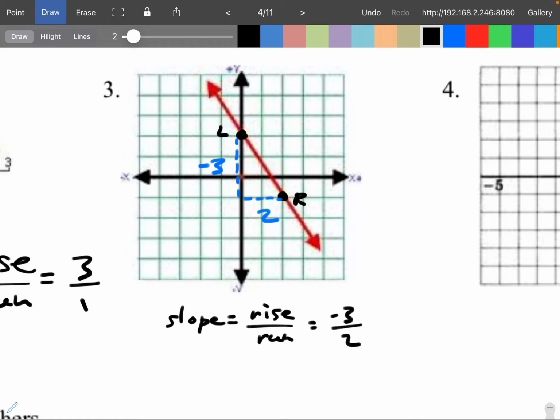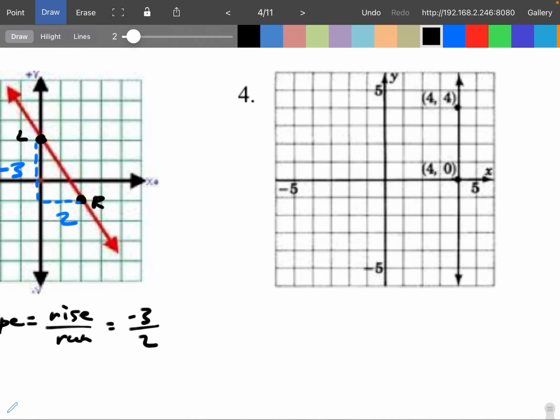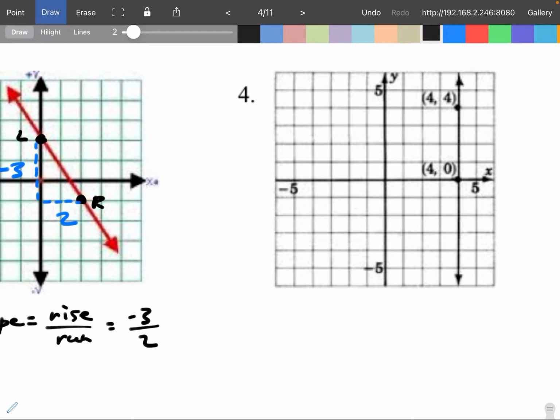So my slope on this one is equal to rise over run. Well, I'm not really rising. I'm actually going down, right? So my rise is a -3, and my run is a 2.